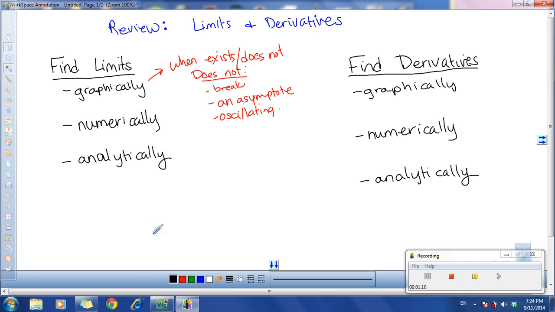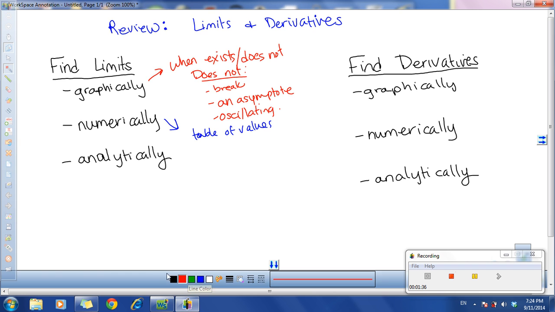Numerically, when do I want to use a numerical way of finding a limit? Numerically, that means I use a table of values, and I want to use this method when I can't use direct substitution. This is one of my strategies.